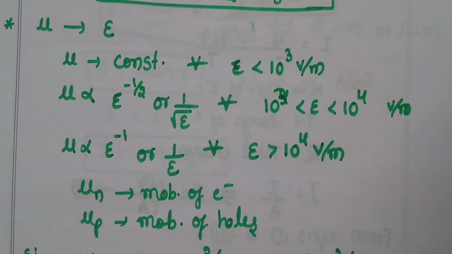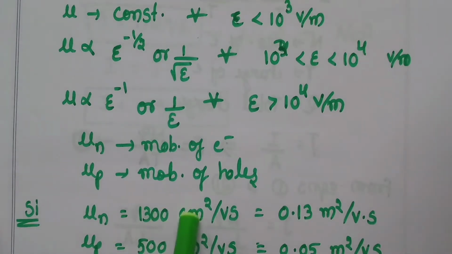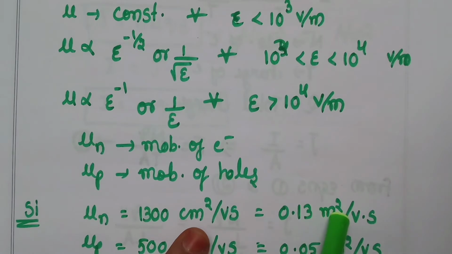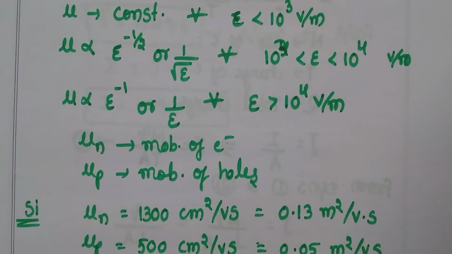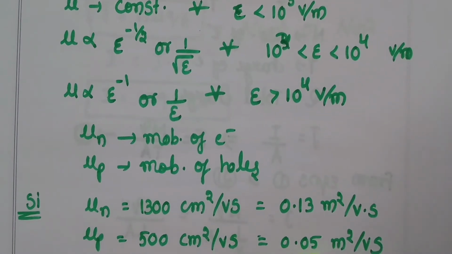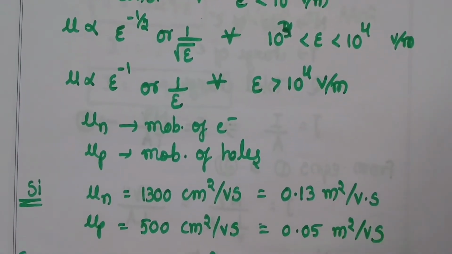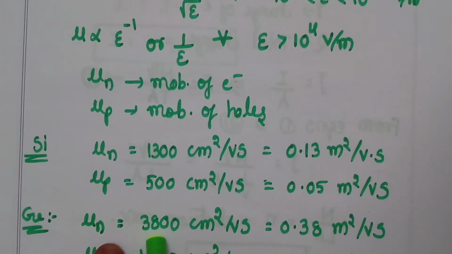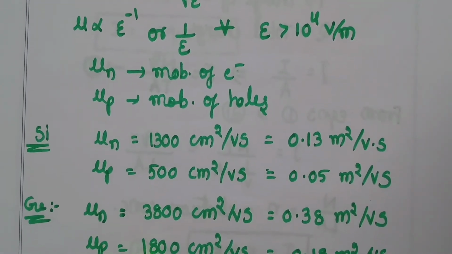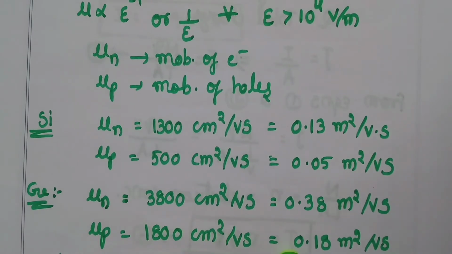For the semiconductors silicon and germanium, we have these values. For silicon, mu n is equal to 1300 centimeters square per volt second, or if we convert it into meters, we get 0.13 meters square per volt second, and mu p is equal to 500 centimeters square per volt second, that is equal to 0.05 meters square per volt second. For germanium, we have mu n is equal to 3800 centimeters square per volt second, that is equal to 0.38 meters square per volt second, and mu p is equal to 1800 centimeters square per volt second, that is equal to 0.18 meters square per volt second.